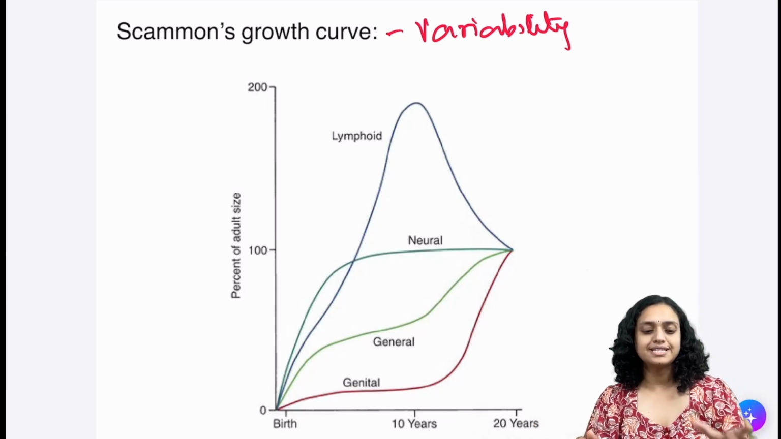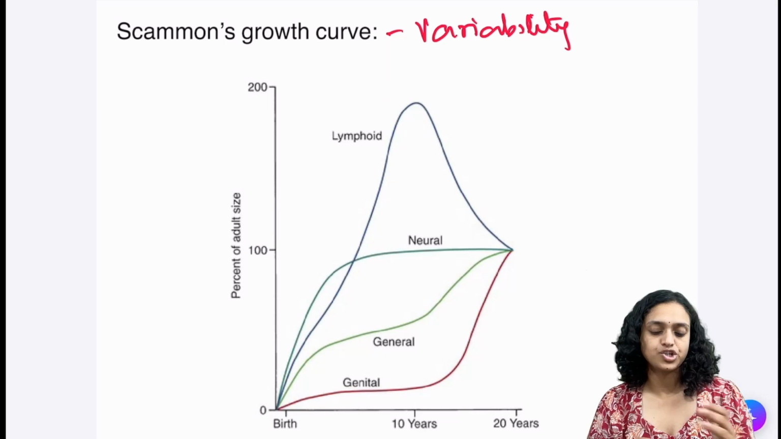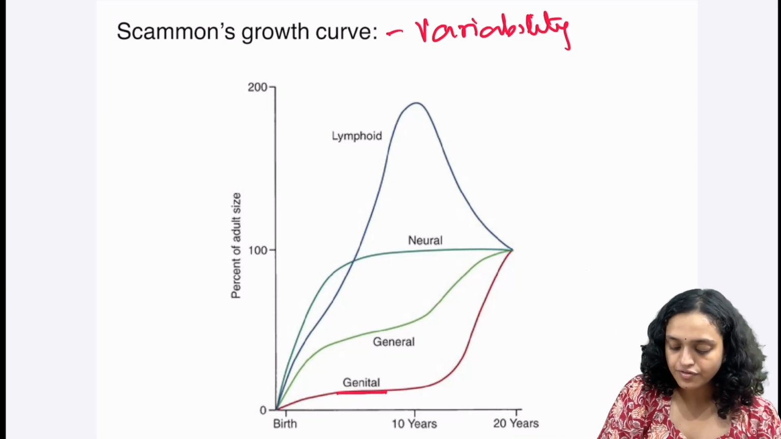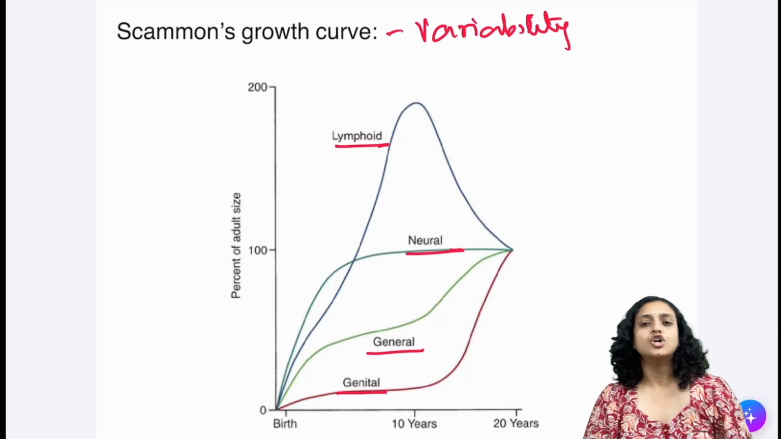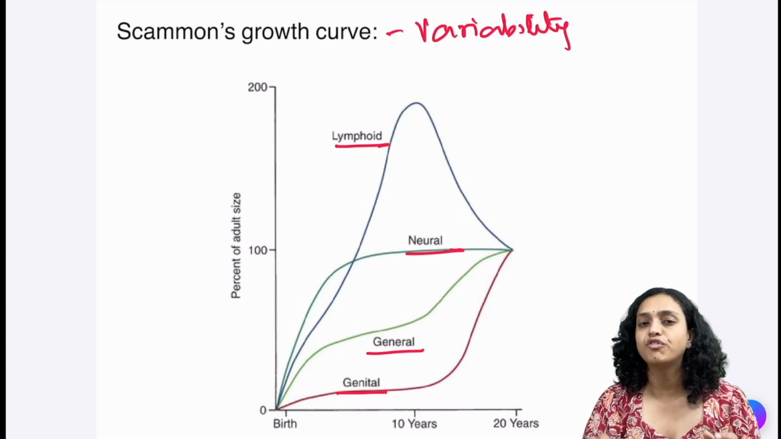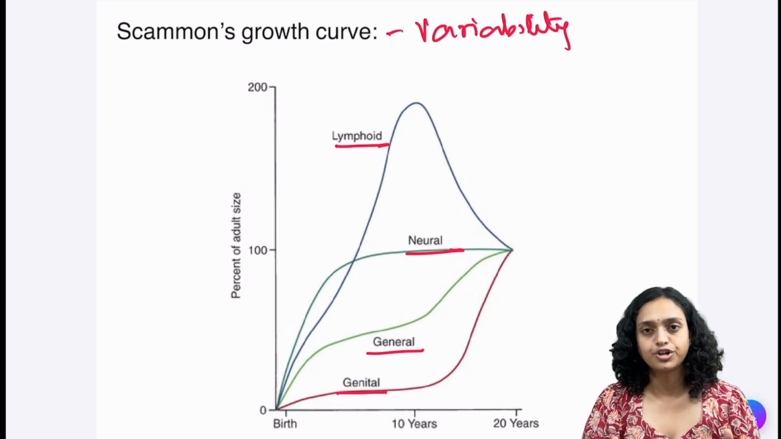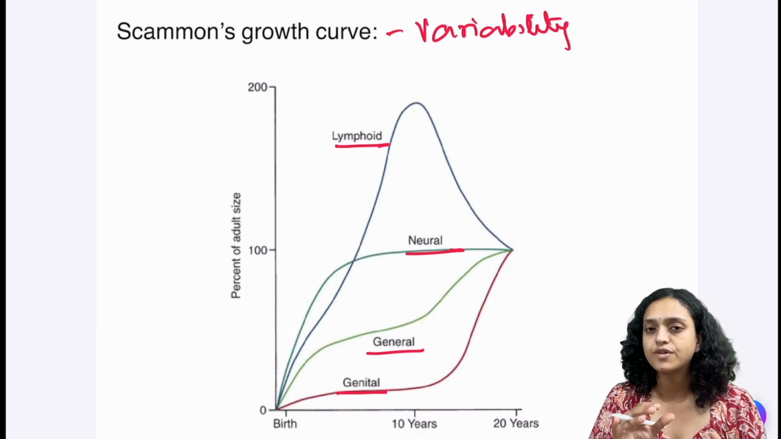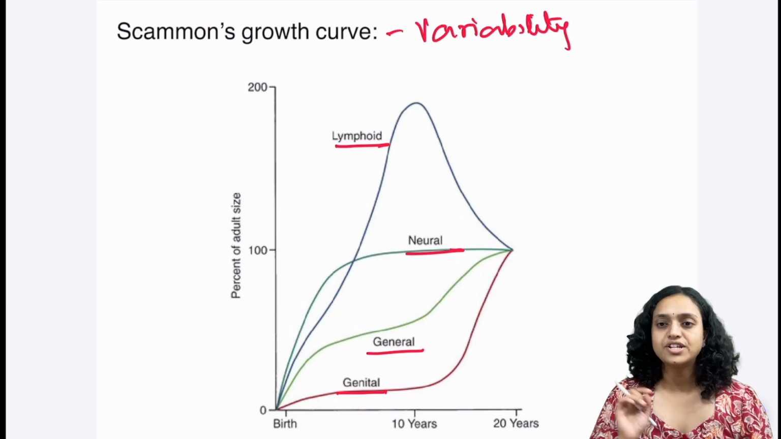So basically, what Scammon has done is he has divided the growth of our organs into four classifications. There is a genital curve, a general curve, a neural curve, and a lymphoid curve. All our body organs can be classified into any of these four curves. We'll discuss these curves one by one. These are very simple concepts. So first we'll start with the general curve.